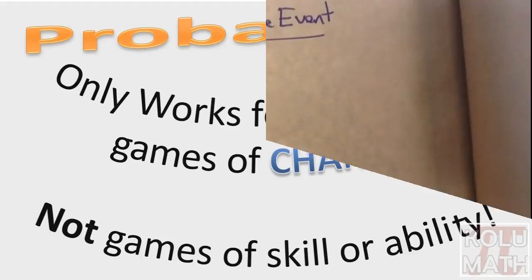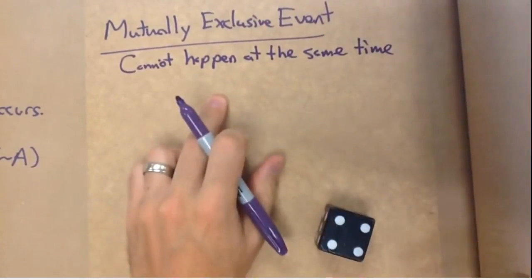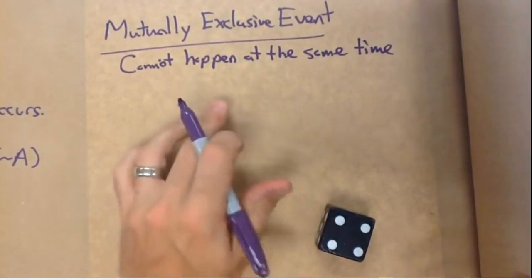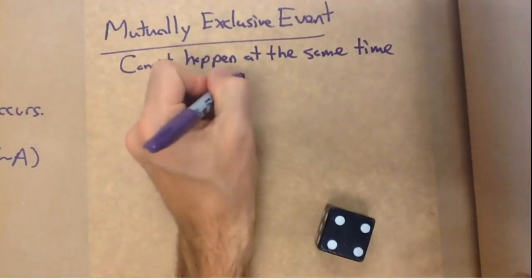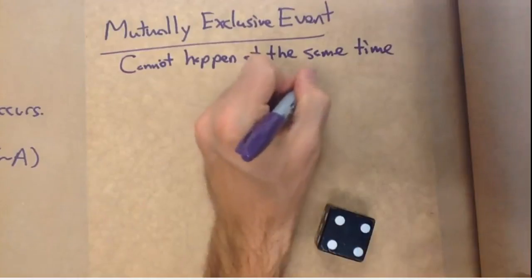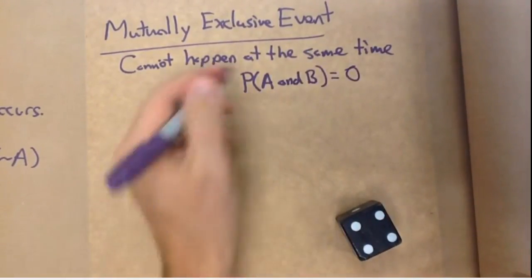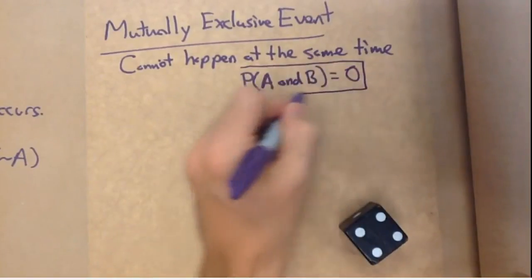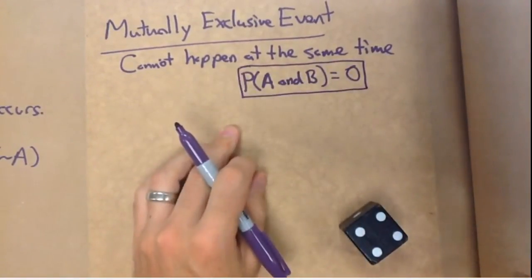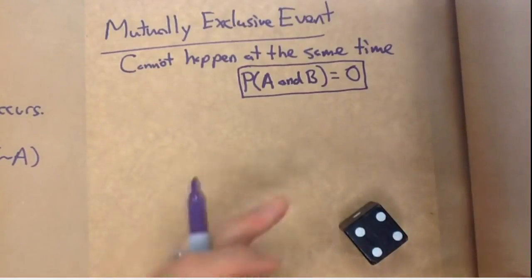Now let's look at a mutually exclusive event. Mutually exclusive events cannot happen at the same time. Impossible. So what that means is that the probability of A and B occurring is 0, because they cannot happen at the same time. Now this we're going to use for later. Okay, but we could have an or there. So it is or possible.